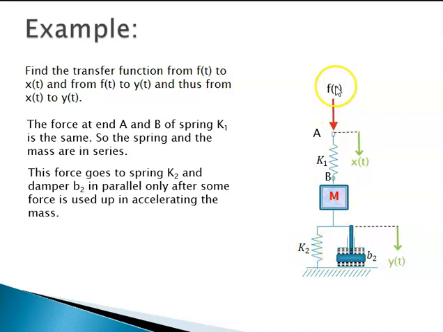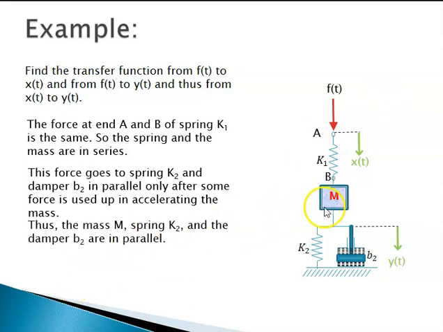That is, this force F is split in three ways. One, a component of force that is used in accelerating M, another is going to spring force K2, another going to damper B2. So this M, K2 and B2 are in parallel, they are not in series. So we note here that the mass M, spring K2 and damper B2 are in parallel.